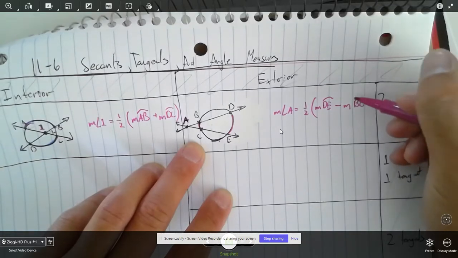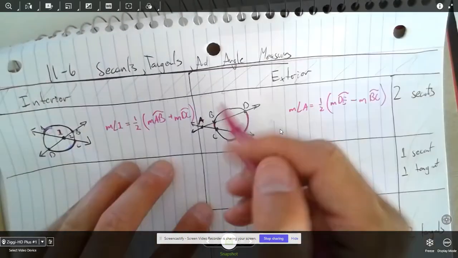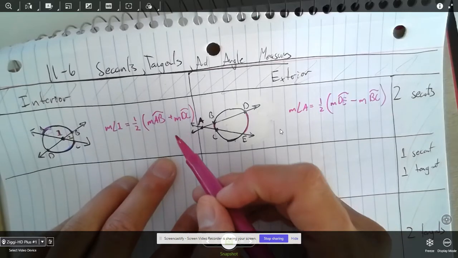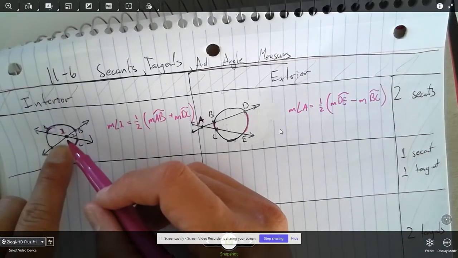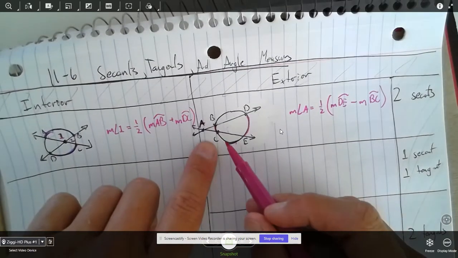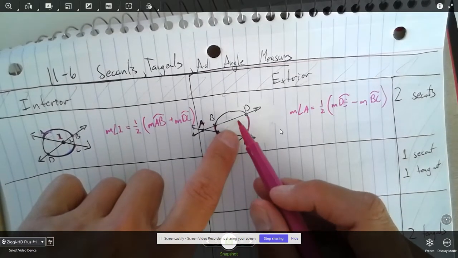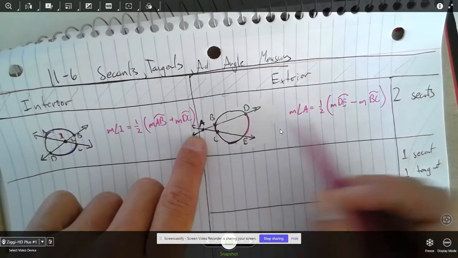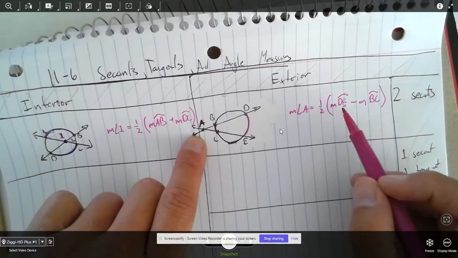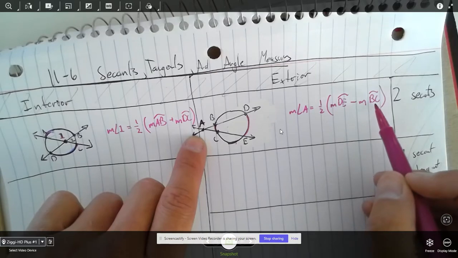Why is it that you subtract here, but you add here? The reason why is because you add them when they're occurring on the inside, the interior of the circle. This one here, because you're changing the dynamic, you're saying that these two secant lines are meeting on the outside of the circle, then you have to subtract them. The bigger arc minus the smaller arc, 1/2.